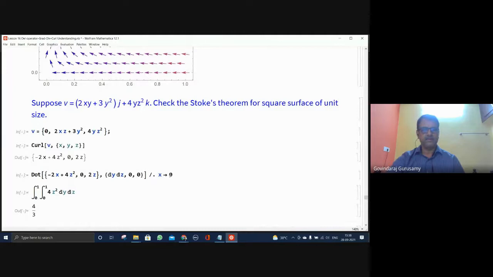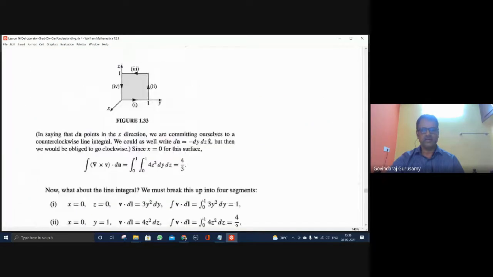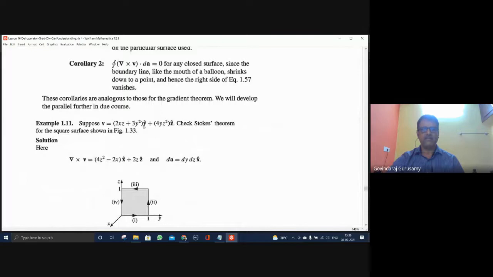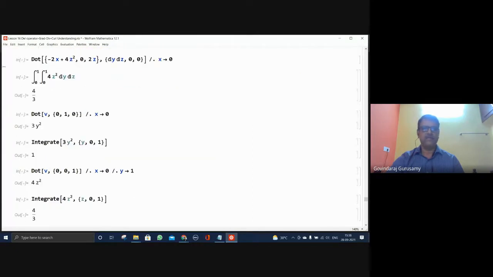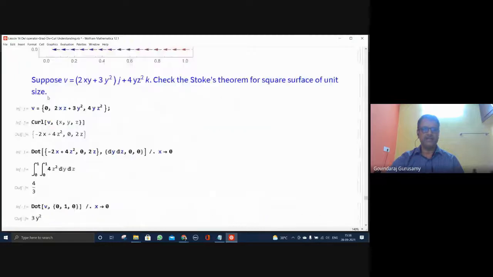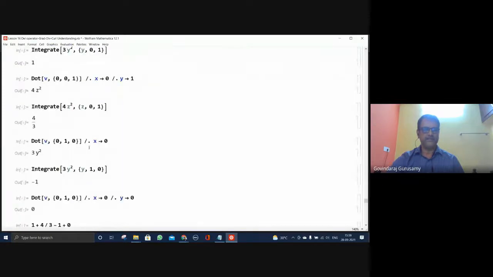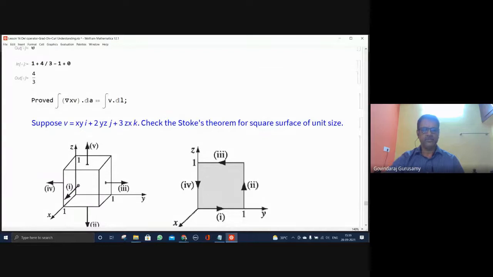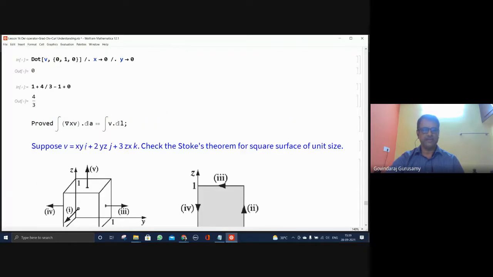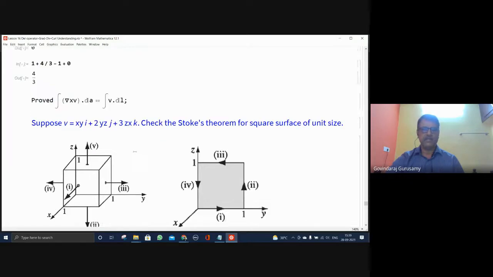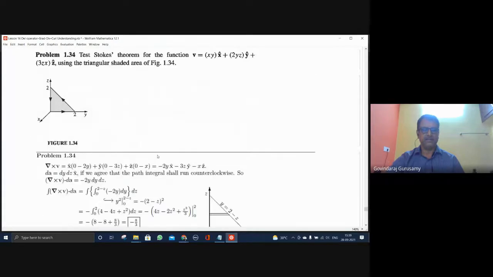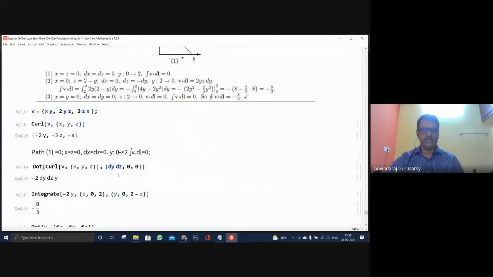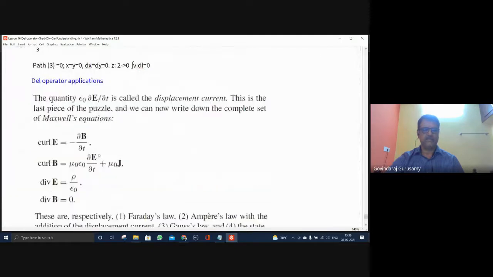Okay, suppose v equal to 2xy plus 3y square. This is the problem: check the Stokes theorem for a square surface of unit size. What I have described in this text material has been reproduced here using Mathematica codes. That's all. And there is another problem that has also been given here. Effort was made to understand it, and that has been done here, following the steps.